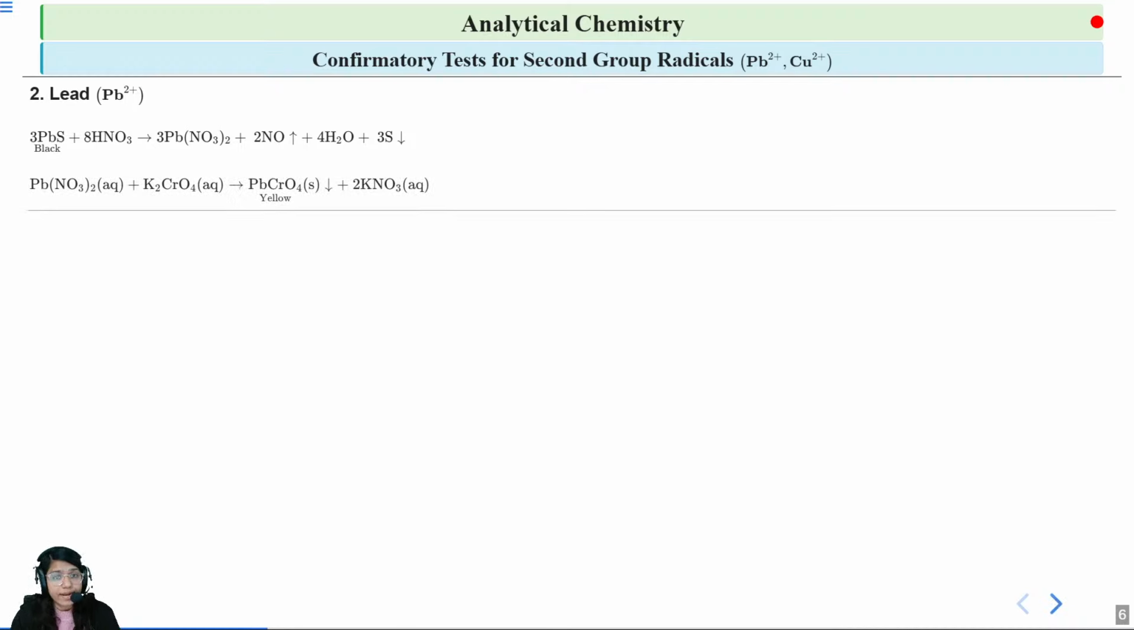And now lead nitrate reacts with potassium chromate in aqueous solution to form insoluble lead chromate, which is a yellow precipitate. So lead chromate, PbCrO4, is yellow in color. It separates out as a yellow precipitate, and soluble potassium nitrate is also formed during this reaction. So lead nitrate, Pb(NO3)2, reacts with potassium chromate, K2CrO4, to form a yellow precipitate of which compound? Lead chromate, PbCrO4, and along with it potassium nitrate is also formed. So these are the reactions involved in the confirmatory test for lead ion.